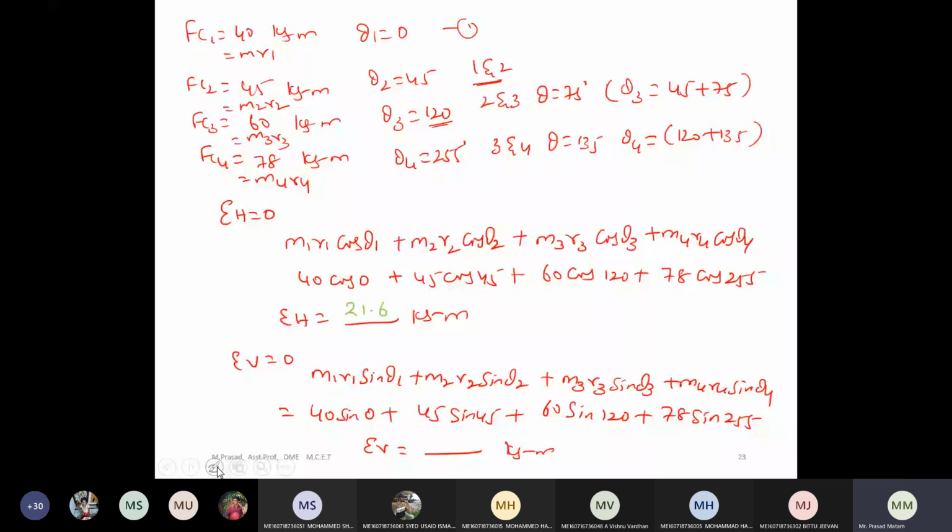This comes as 21.6 kg meter, and sigma V is coming as 8.5 kg meter. The same solution we are going to solve with the graphical method also, and we are getting the same answers.